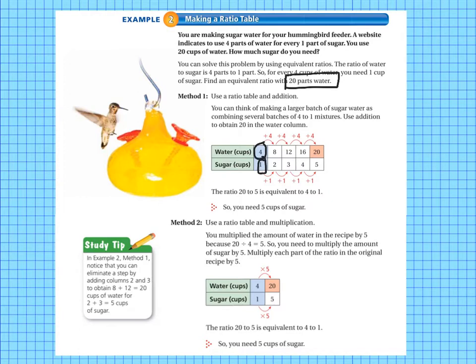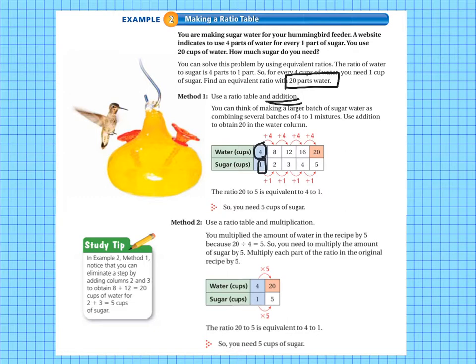Use a ratio table and addition. They really want you to use addition, so we'll show you that addition works. It's fine. You can think of making a larger batch of sugar water as combining several batches of 4 to 1 mixtures. Use addition to obtain 20 in the water column.